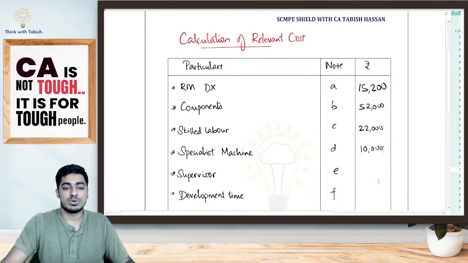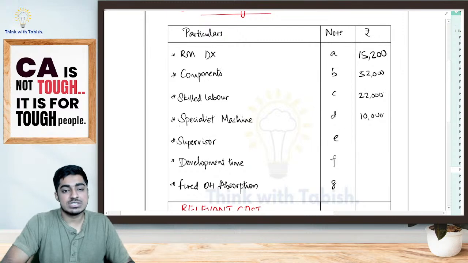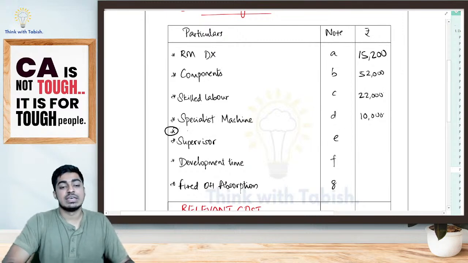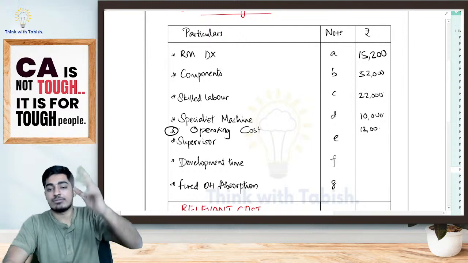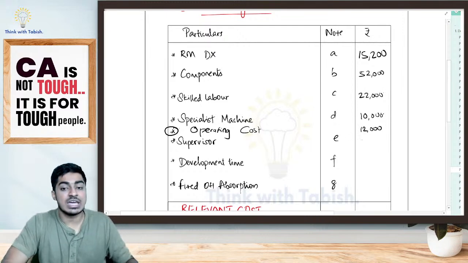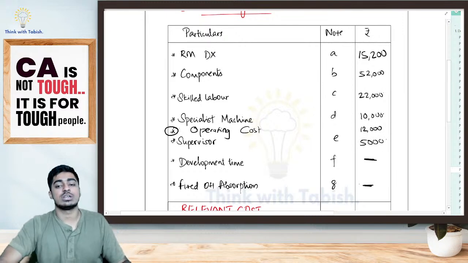Yes, supervisor. For the specialist machine, apart from the machine cost, operating cost is there. Yes or no? This is the machine cost. Operating cost of 12,000 I always have to incur. Again, for supervisor, I am paying a bonus of 5,000 rupees. Development cost is not there. Fixed overhead absorption is not there.